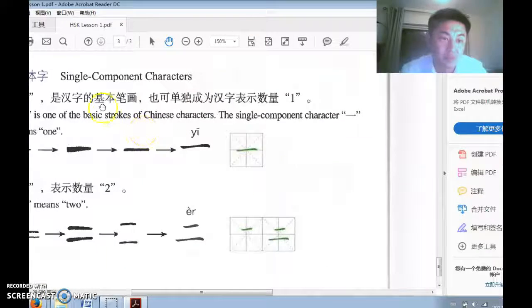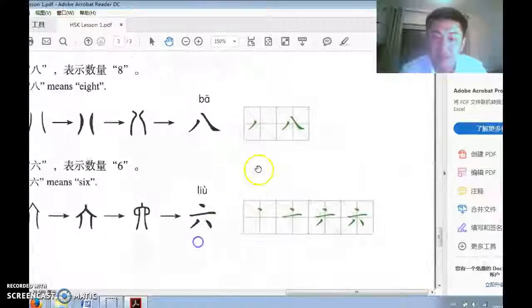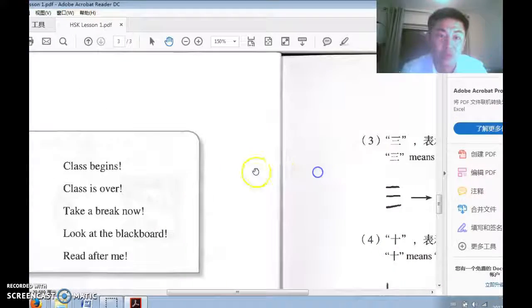There is some Chinese writing practice, but forget about that. All you have to do is try to write 你 and 好. Okay, so that's that.